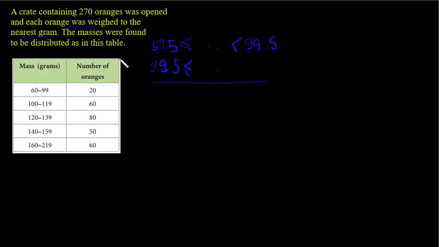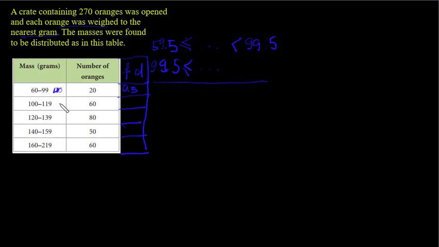For this, first we have to find the frequency density of each class. So for this class, they range from 59.5 to 99.5. Let's take the upper boundary, 99.5, minus the lower boundary, 59.5. We have our class width is 40. Our frequency is 20. So frequency density is equal to frequency divided by class width, which gives 0.5.